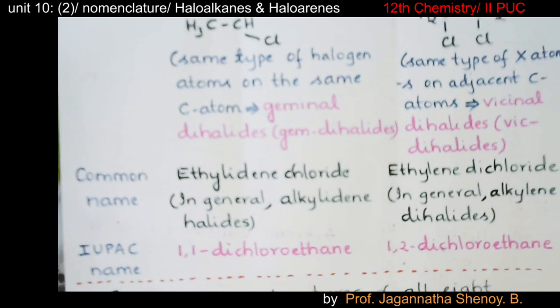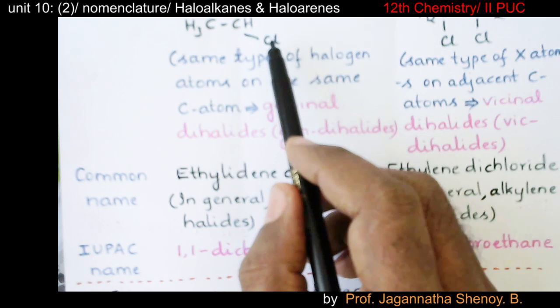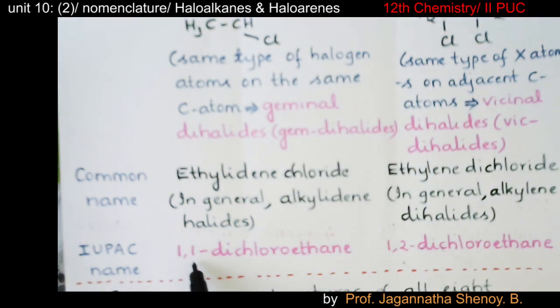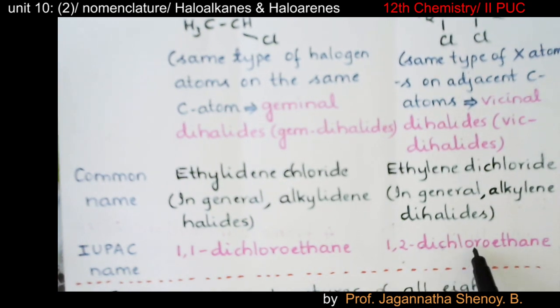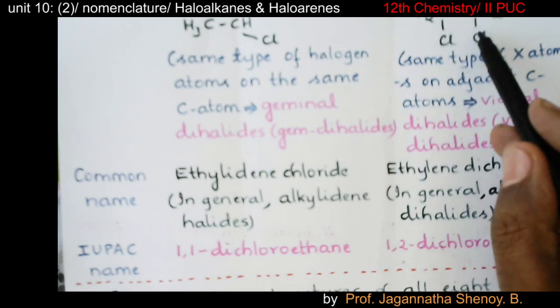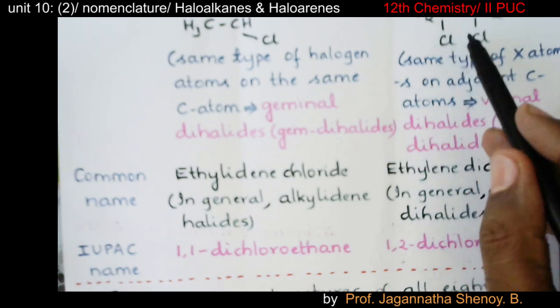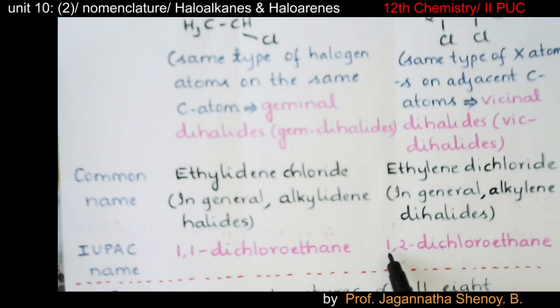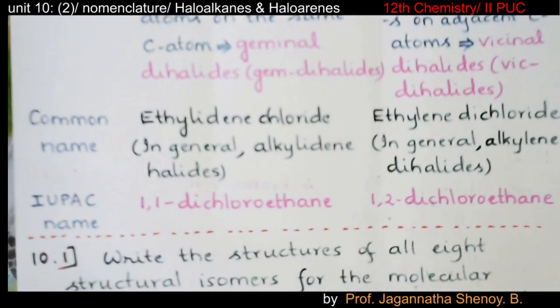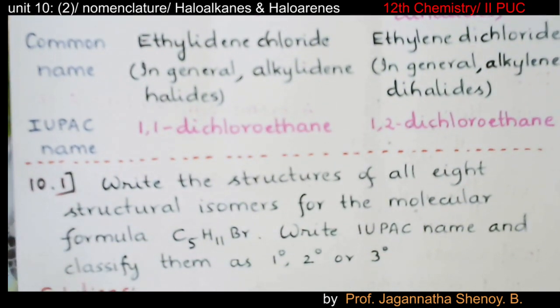The IUPAC name must be quite simple. On the first carbon atom, we have two chloro groups. That's why we say 1,1-dichloroethane. On the other hand, if I go for a vicinal dihalide, you have two chloro groups on the first and second carbon atoms. That's why it is called 1,2-dichloroethane.